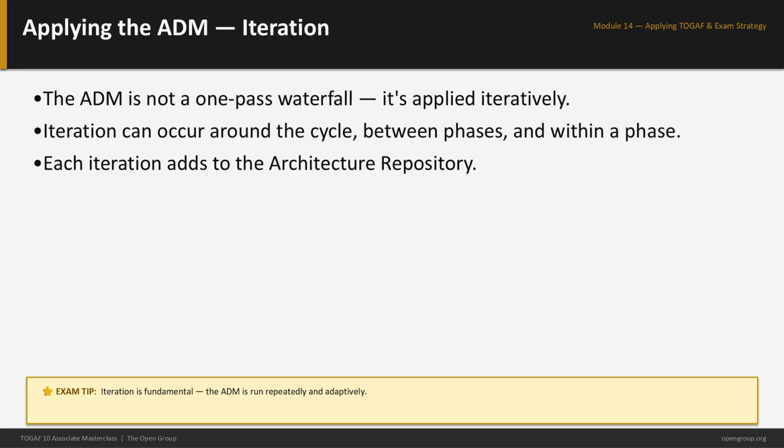Let's start with how TOGAF is actually applied, beginning with iteration. By now you know the refrain: the ADM is not a one-pass waterfall. It's applied iteratively. That iteration can happen at 3 scales: around the whole cycle, between phases, and within a single phase. And every iteration adds new, refined assets to the architecture repository, so the organization's body of architecture work grows over time. So the foundational application principle is that the ADM is run repeatedly and adaptively, not once and done. Iteration isn't an exception to the method, it's the normal way the method is used.